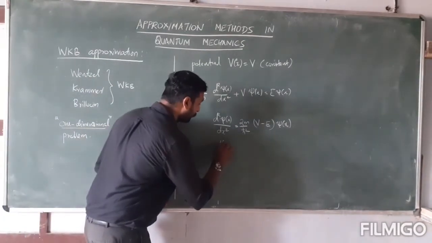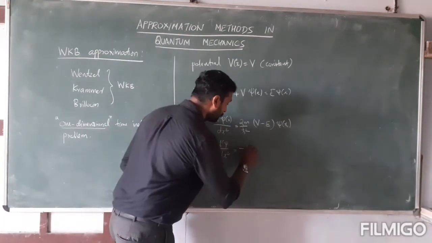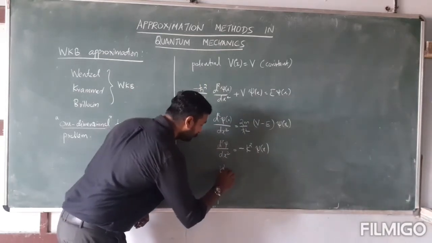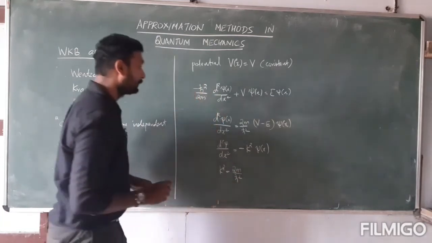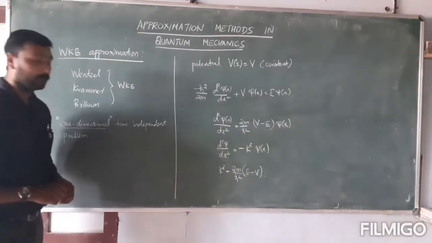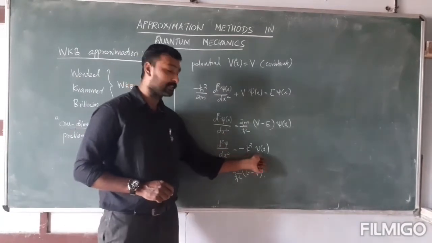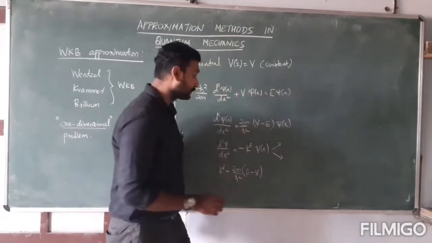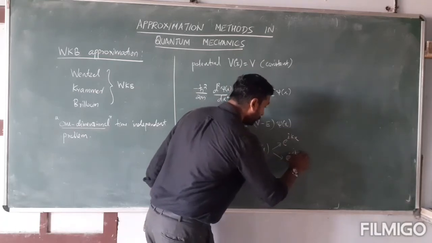or you can write the same thing as d square psi by dx square equal to minus k square into psi of x, where k square is 2m by h bar square (E minus V). Now what is the solution for this particular equation? d square psi by dx square gives minus k square psi of x. The possible solutions are the harmonic functions e raised to ikx or e raised to minus ikx.